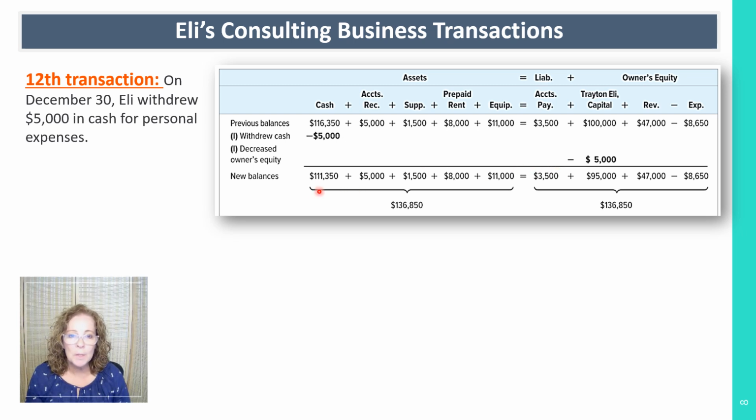We total the columns on both sides of the equation and see that we have cash of $111,350, accounts receivable 5,000, supplies 1,500, prepaid rent 8,000, and equipment 11,000, for a total of $136,850 on the left side of the accounting equation. On the right side, we have liabilities of $3,500, capital of $95,000, plus revenue of $47,000, and minus expenses of $8,650 for a total of $136,850, and we're still in balance.